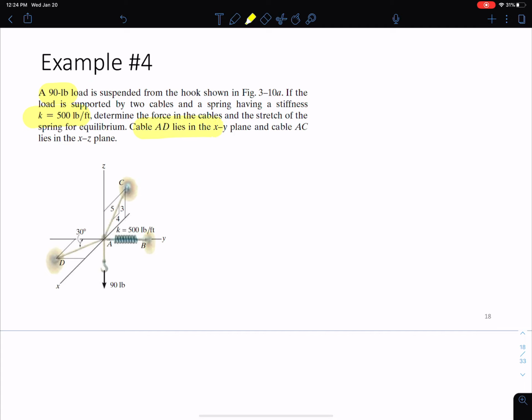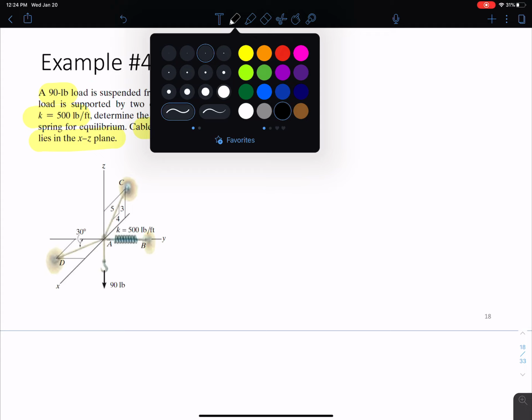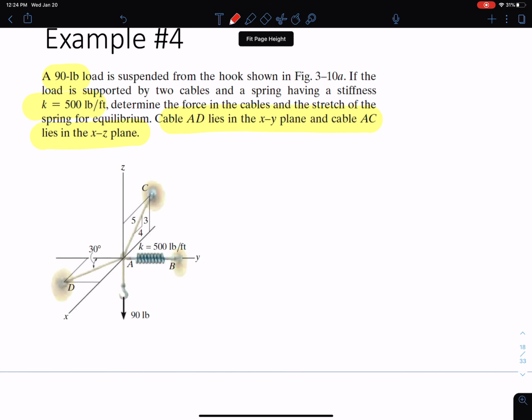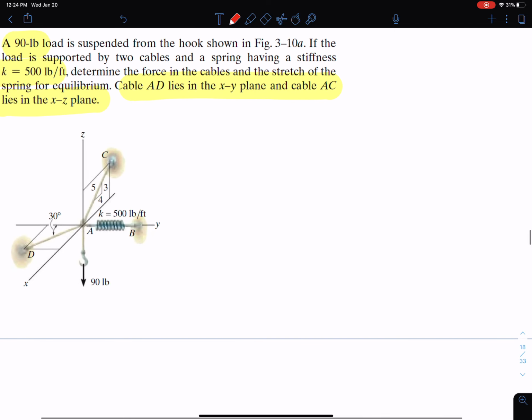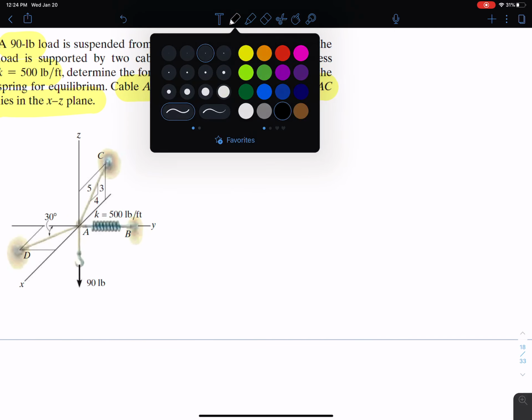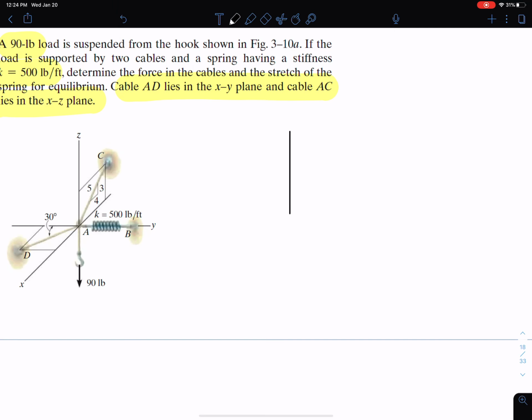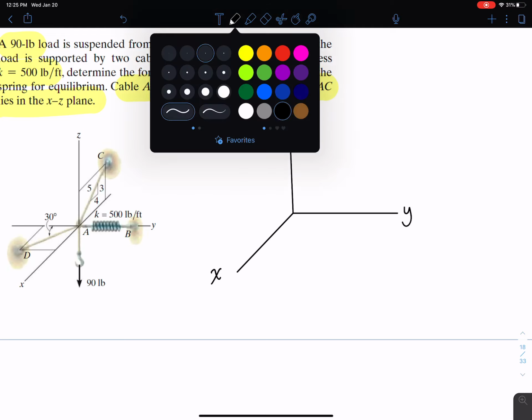They're giving us this information here: cable AD lies in the XY plane and cable AC in the XZ plane, because sometimes it's difficult to discern from a 2D picture like this which direction those forces are acting. So the problem will often tell us in order to help us figure out what's going on. I'm going to start by drawing the FBD. You can either draw it directly on the image, or I can draw it off to the side.